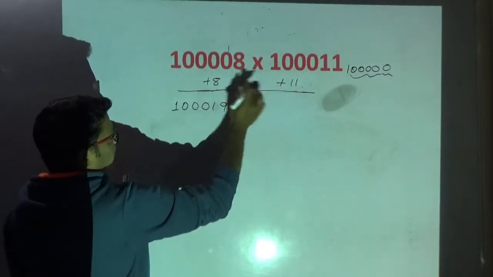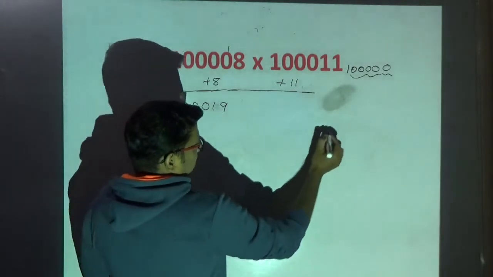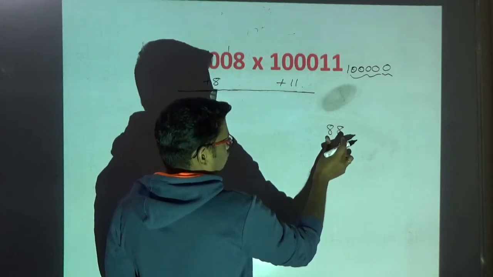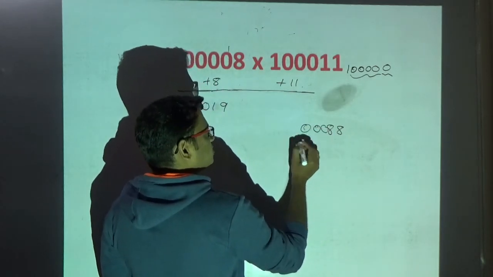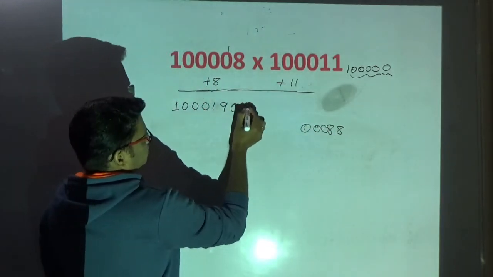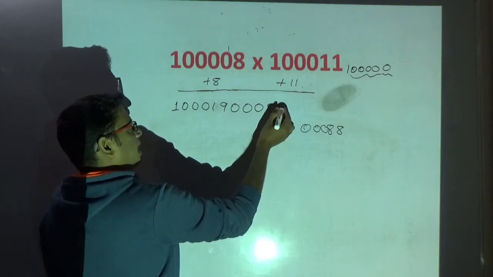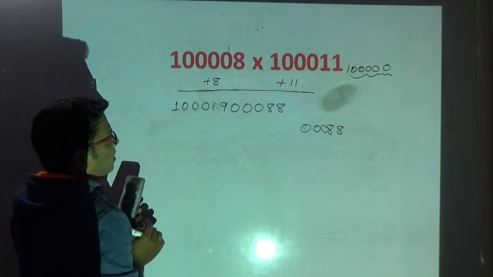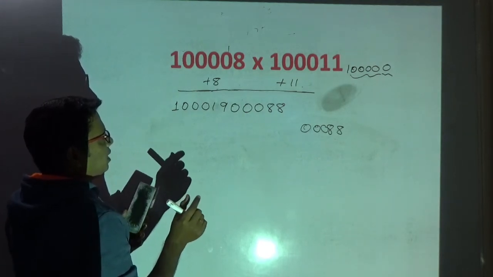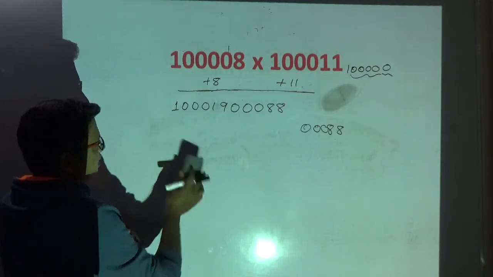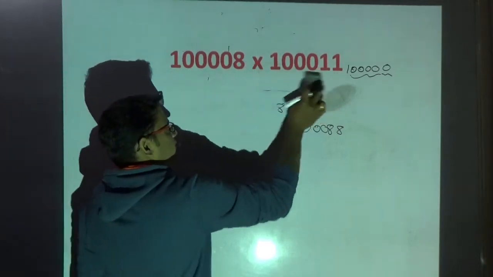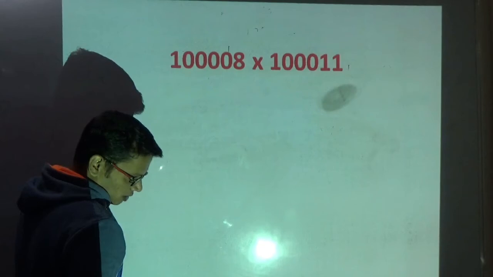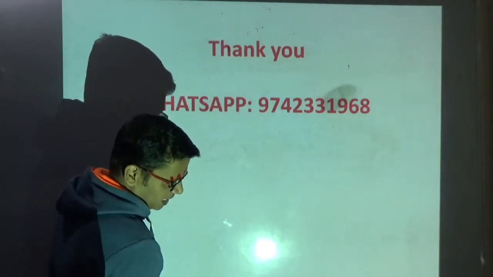Then I need to multiply this. 11 times 8 is what? 88. Now count how many zeros are there in your 1 lakh? 5 zeros, but it's a 2 digit number. So I will write 3 zeros. Now it is 5 digits. So I write it here, 0, 0, 0, 88. The answer for this example is 10001900888. Hope you have understood by this example. So like this you can do multiplication using your base method.